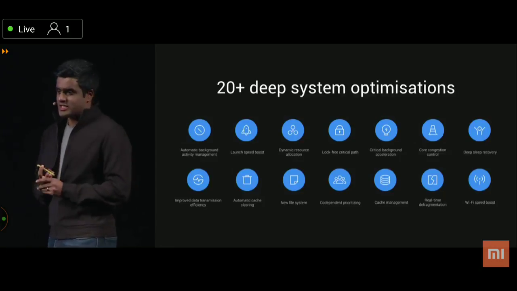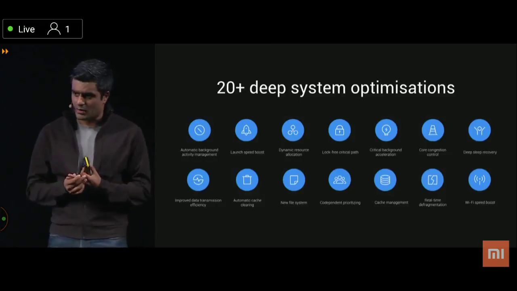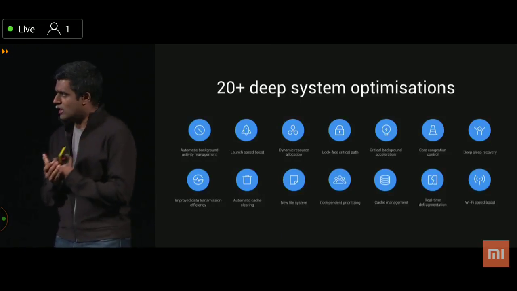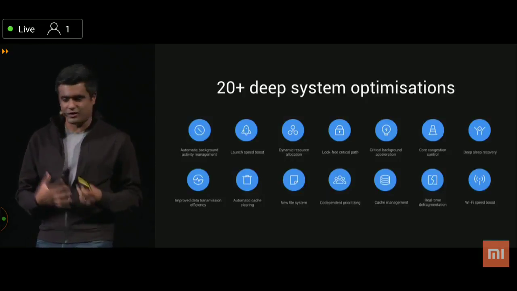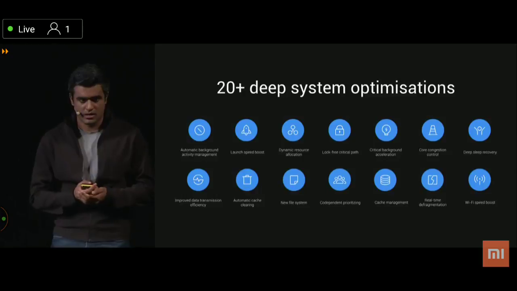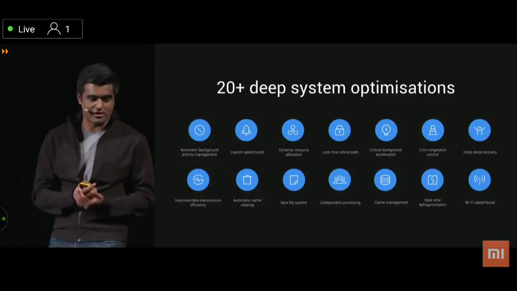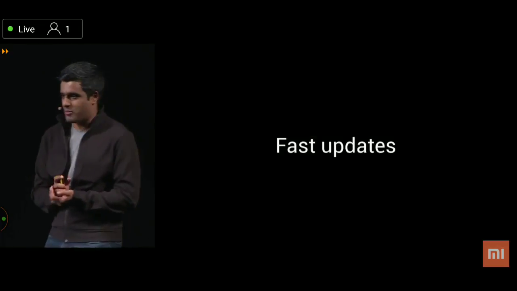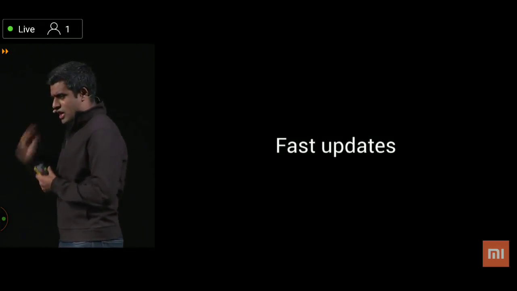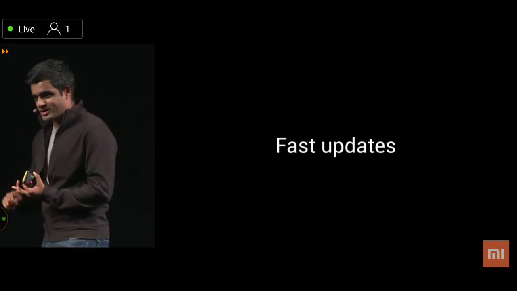All right, so that's performance. Like I said, there's a lot more stuff under the hood. We have over 20 different deep system optimizations to MIUI for Poco, and the goal is to make sure that it feels fast and fluid all the time. So, app drawer, turbocharged engine, and I think a category that many people care about, which is fast updates. So, we're talking about fast updates both in security updates as well as underlying OS updates.